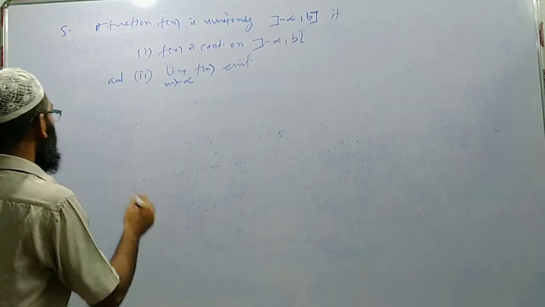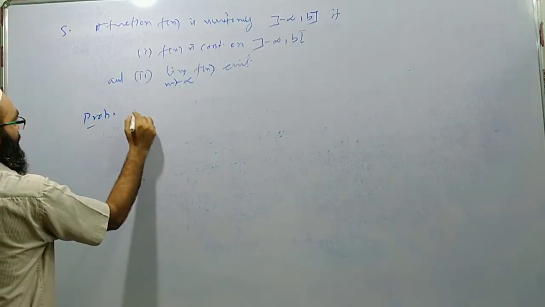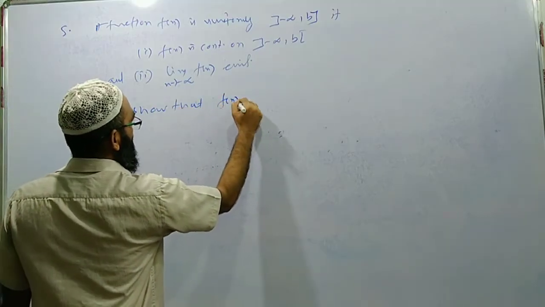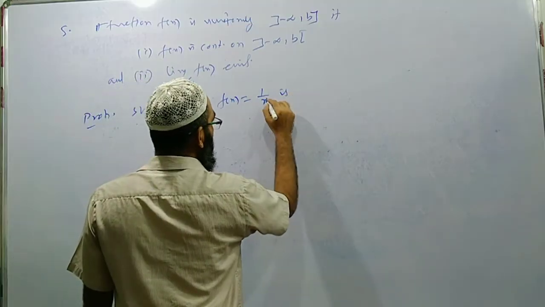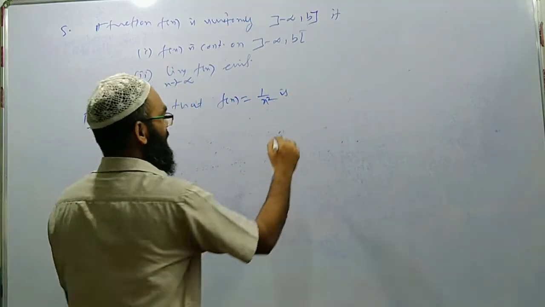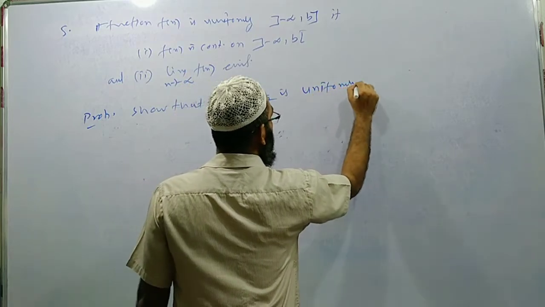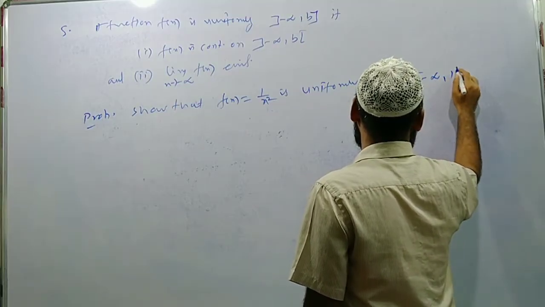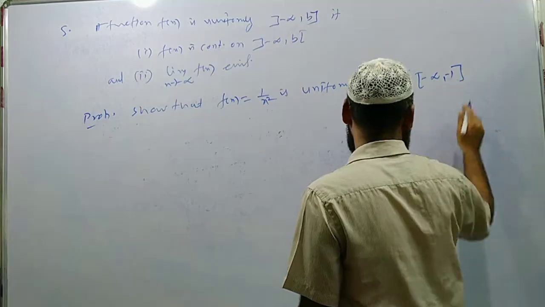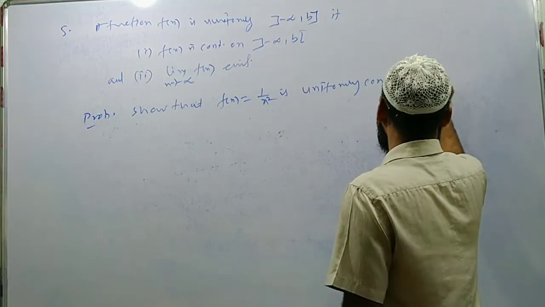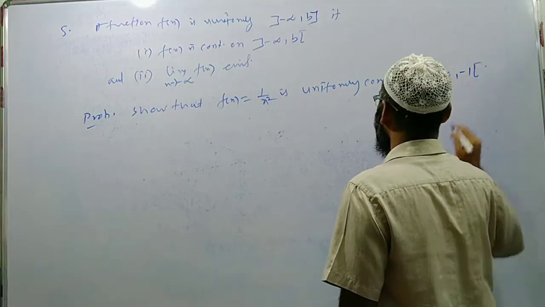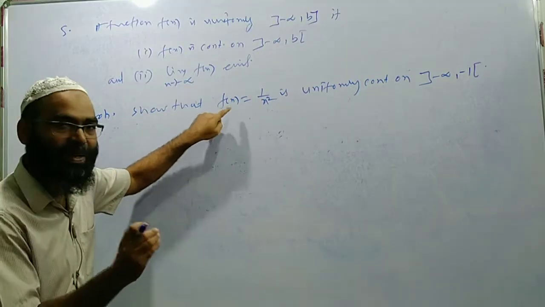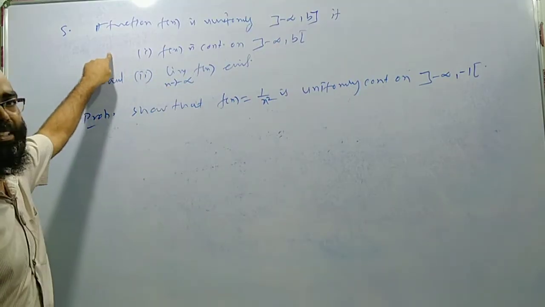For example, consider the function f(x) equal to 1 by x square. f(x) equal to 1 by x square is uniformly continuous on (minus infinity, -1]. Minus infinity here is open. To check the uniform continuity of this function, we apply this technique.